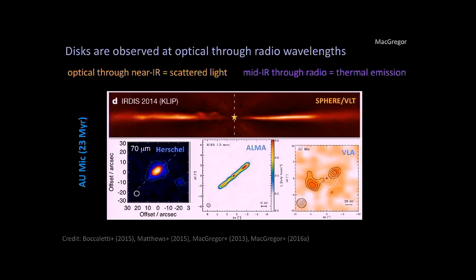So these are four images of the exact same debris disk. This is AU Mic, one of only a few debris disks known around an M-type star. The top image is SPHERE, so this is near-IR, and you can see there are waves propagating outwards in the plane of the disk. The bottom ones are all thermal images taken with Herschel, ALMA, and the VLA, all the way out to a centimeter. And so we can now resolve these disks, look at the wavelength-dependent structure, and learn about the population of grains, the collisions, and whether the structure varies as a function of wavelength.